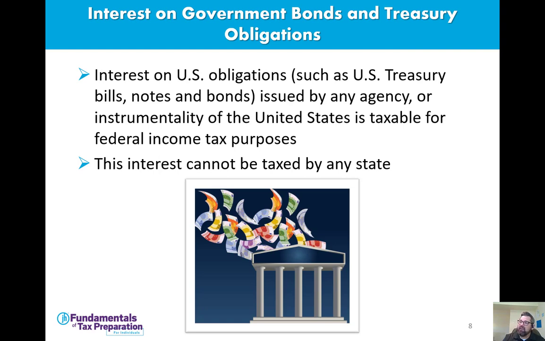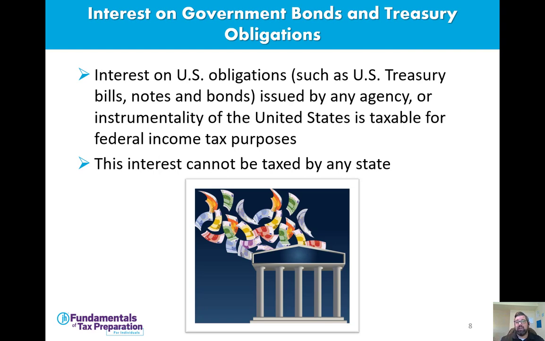Okay. And these are a little bit confusing. So a federal bond or bill or what have you is not taxable at the state level. Okay. So the state cannot charge you tax on the interest you received on a federal bond.